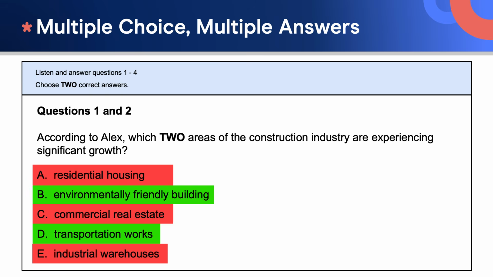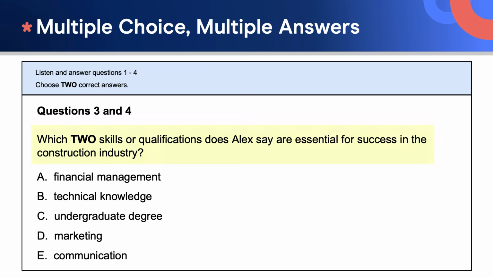word spot. The next question was, which two skills or qualifications does Alex say are essential for success in the construction industry? Alex says, knowing how to operate advanced machinery, interpret architectural drawings, and use modern planning software is something that makes job applicants stand out. Those who can confidently apply these tend to be highly sought after. So this means that technical knowledge is a correct answer.